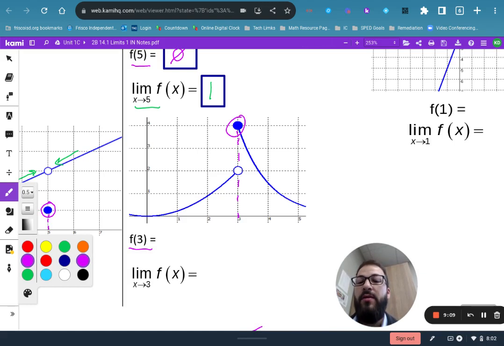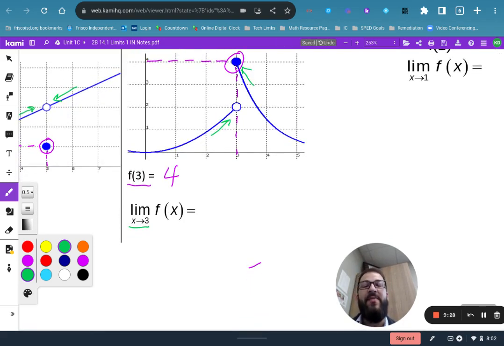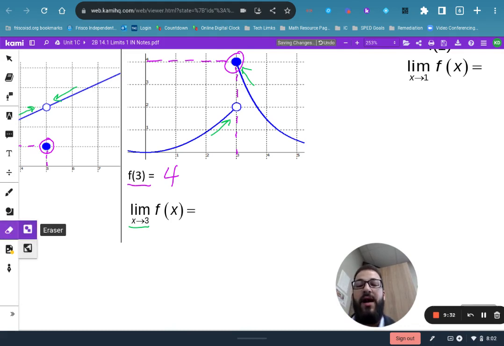We find that point. It's at a y value of 4. So f of 3 is equal to 4. Then for our limit, just like before, we have to approach our limit from the left and our limit from the right. But this time, the limit doesn't actually look like it gets to the same value. So unfortunately, because of this, I actually can't find my overall limit.